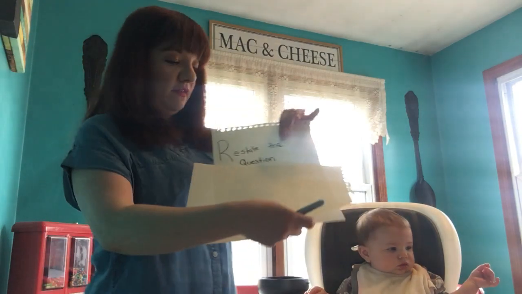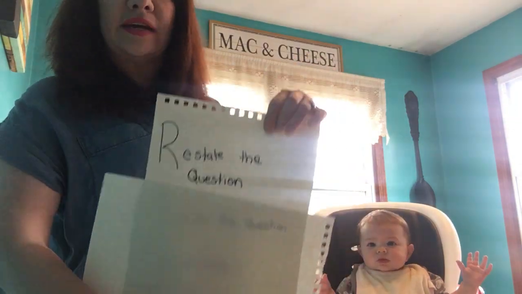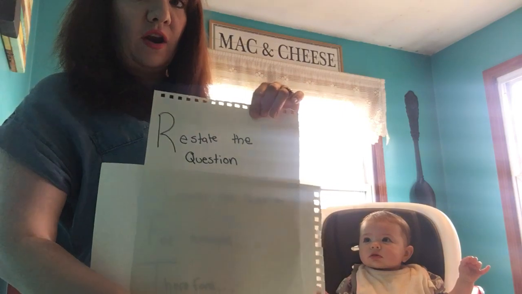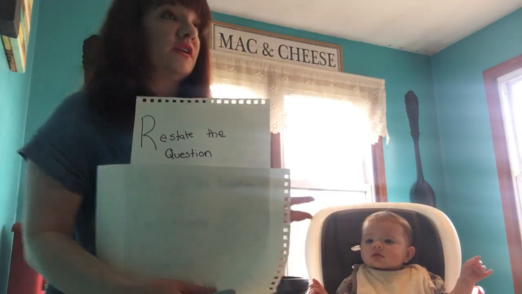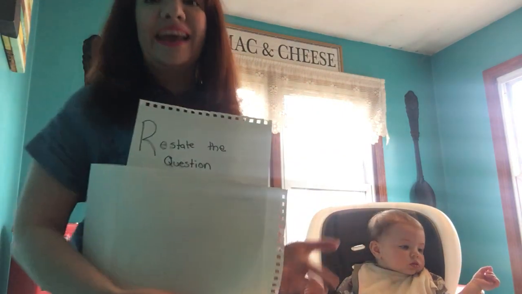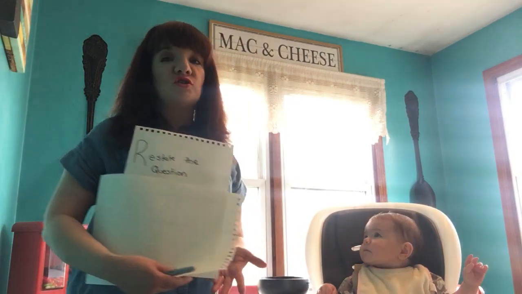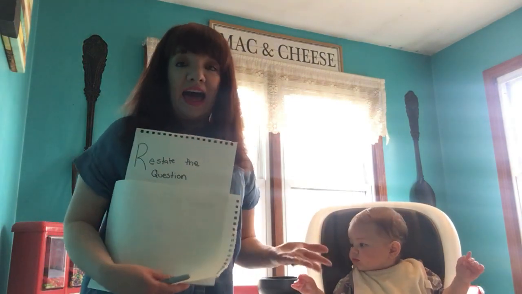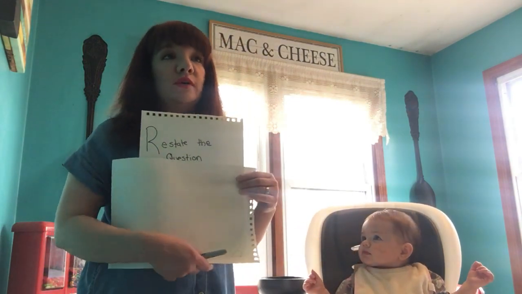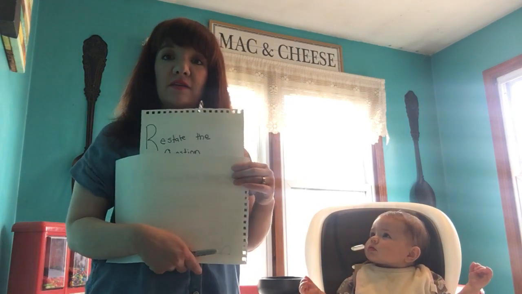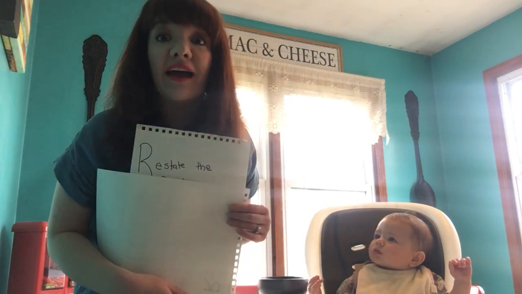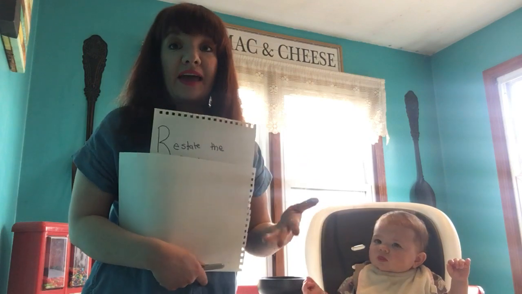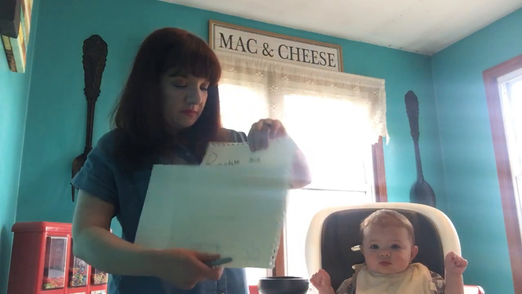First, the R means to restate the question. So you're writing the question and you're restating it as a sentence. So if the question is, why do pigs fly? If you were restating it, you wouldn't write, why do pigs fly? You would write, pigs fly, or pigs fly because.